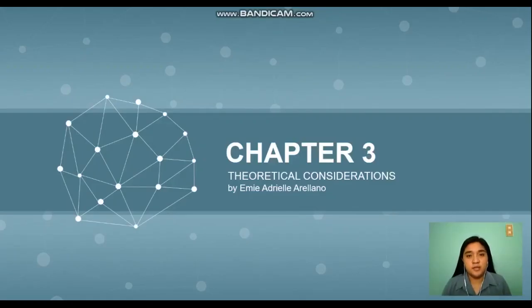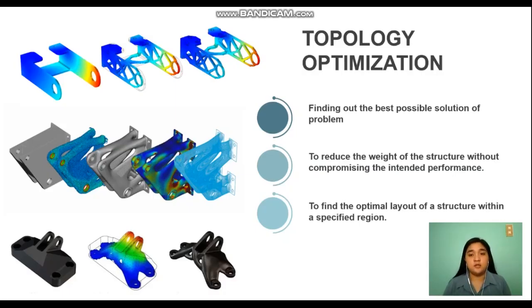I'm Emi Eder Aliano, and I will be discussing Chapter 3, Theoretical Considerations. So in our thesis, there will be two simulations. One is the topology optimization, and the second is the finite element analysis. Topology optimization is defined as finding out the best possible solution to the problem, which is to reduce the weight of the structure without compromising the intended performance.